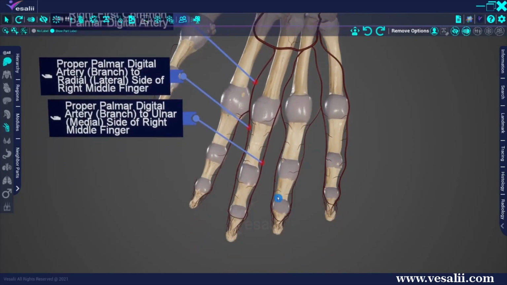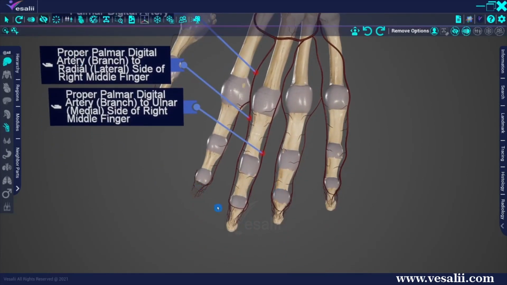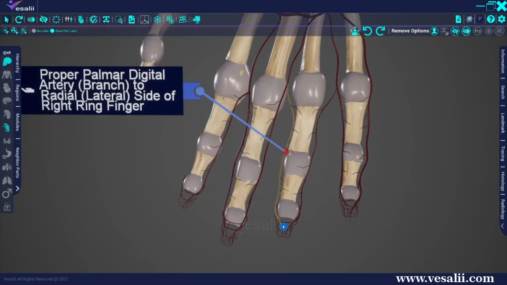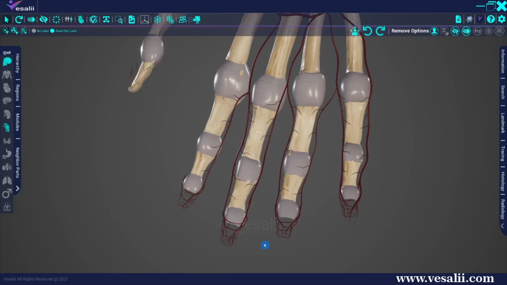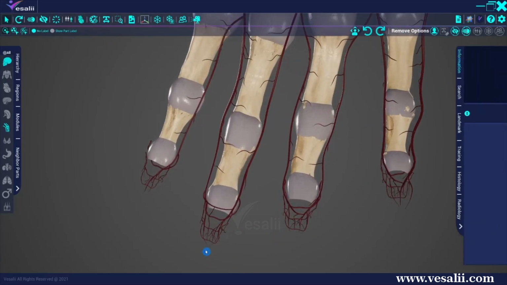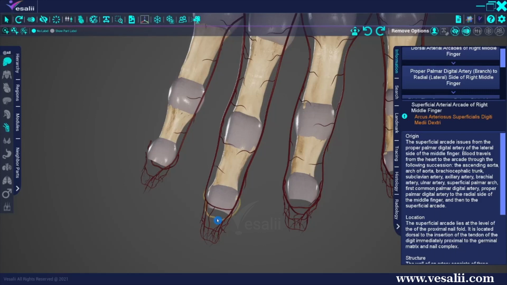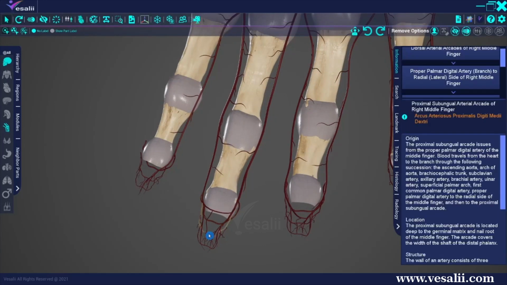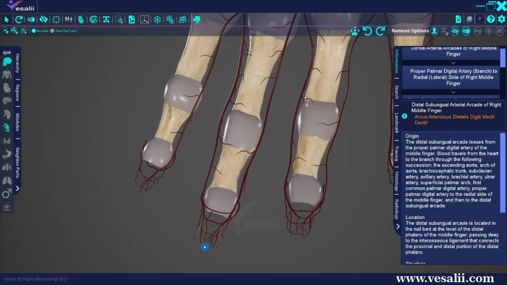Let me hide the distal phalanges to see their termination. The proper palmar digital arteries give off terminal branches at the tips of the digits and anastomose with the same branches of their adjacent counterparts. These anastomoses include the superficial arterial arcade and the proximal and distal subungual arcades that supply the distal elements of the index, middle, and ring fingers.